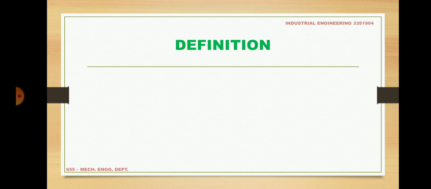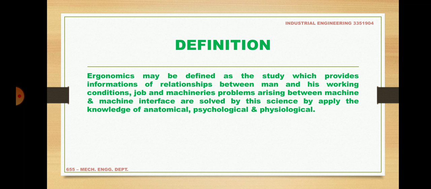So what is the definition? Definition says that ergonomics may be defined as a study which provides information of relation between man and his working condition. So what we can write in our definition: a branch of science that provides information of relationship between man and his working condition. Job and machinery problems arising between man and machine interface are solved by this science by applying knowledge of anatomical, psychological and physiological.